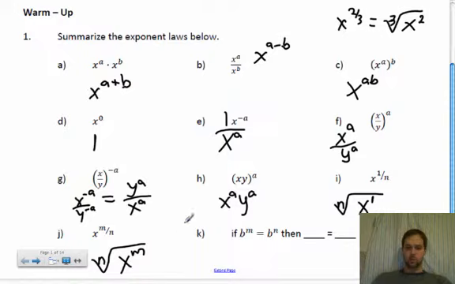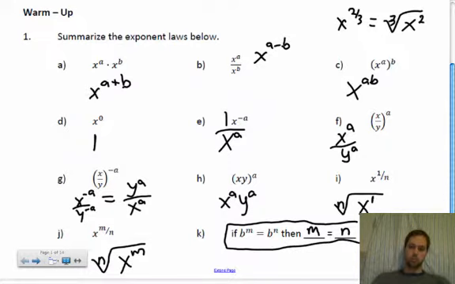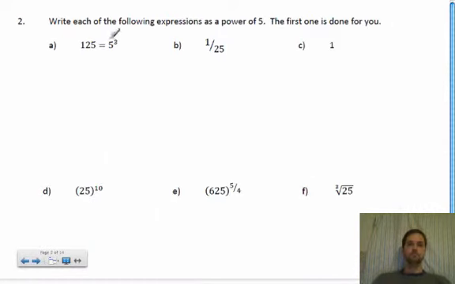I hope we won't encounter too many of these. Okay, if b to the m is equal to b to the n, so they have the same base. Now in order for these things to be equal, they obviously have to be raised to the exact same exponent. For example, if this was a 1 and this was a 2, then there's no way that these two things could be equal. So they have to be equal to each other, so m must be equal to n. This is going to be one of the most important properties that we use in this section when we are solving exponential equations. Alright, write each of the following expressions as a power of 5.